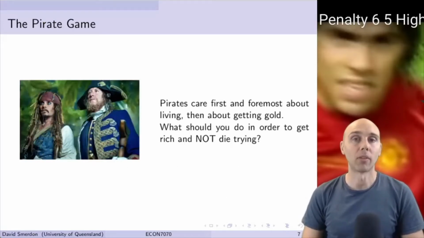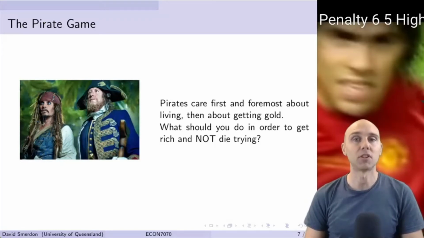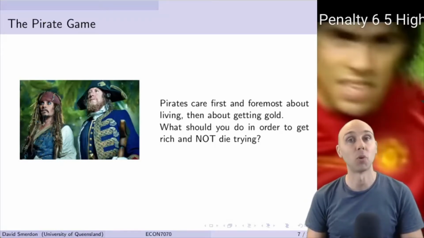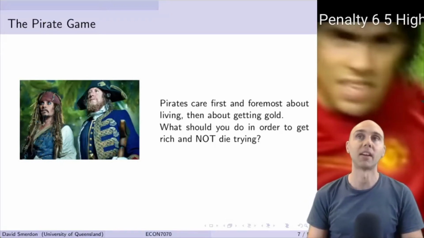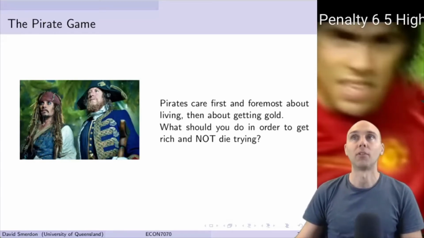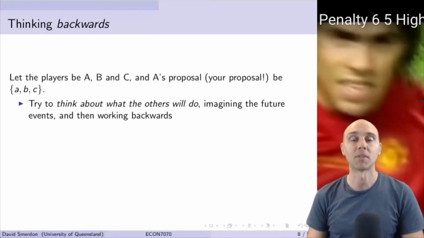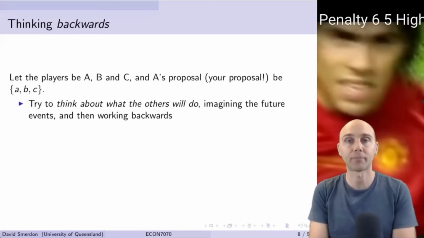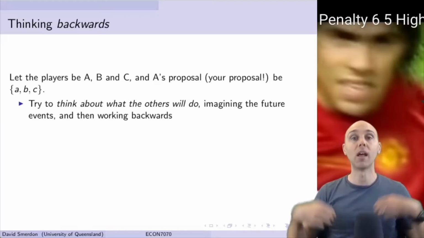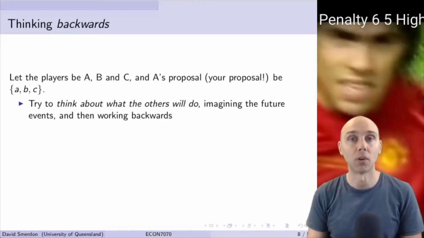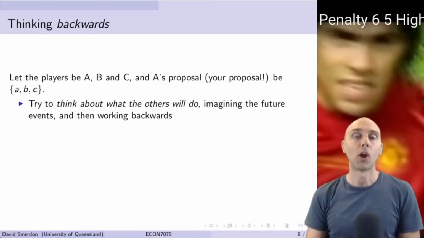We need to know what the payoffs are, the preferences of each pirate, and it's pretty straightforward. You want to stay alive, conditional on staying alive, you want to get rich. So what should you do? If you are, let's call you player A, we'll call Captain Barbossa player B, and Jack Sparrow player C, so that's going in order of leadership hierarchy. What's the best that you can do? You want to stay alive, of course, but you want gold. Well, I hope you had a think about this.